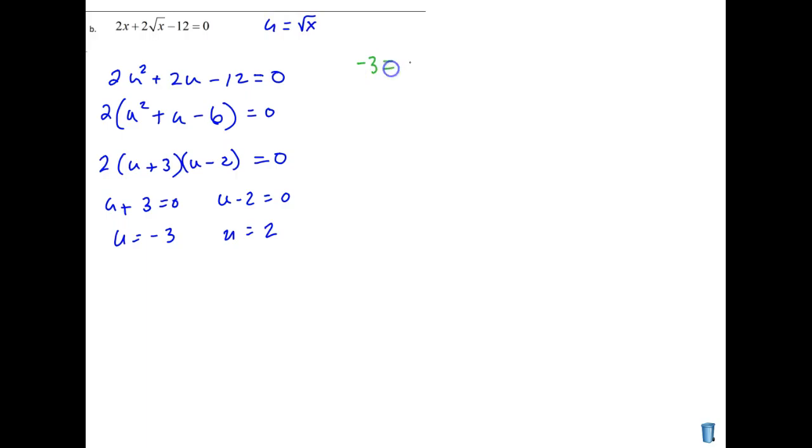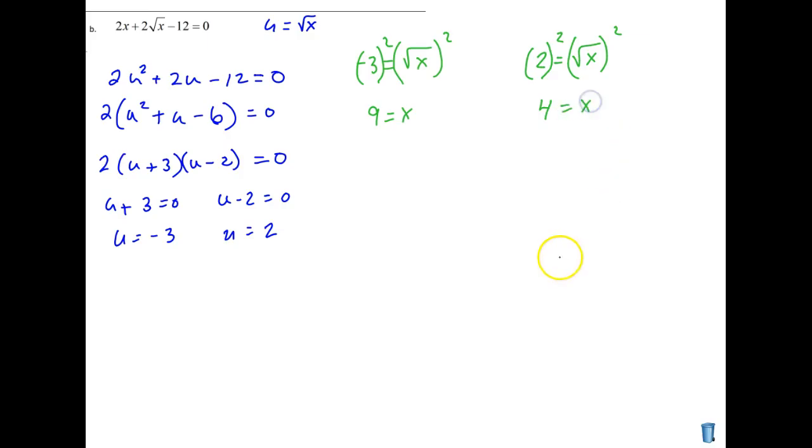Negative 3 equals the square root of x. Well, how do I solve this? I square both sides. Right? So now I get 9 equals x. And then on this one, 2 equals the square root of x. To solve this, I square both sides, and I get 4 equals x.